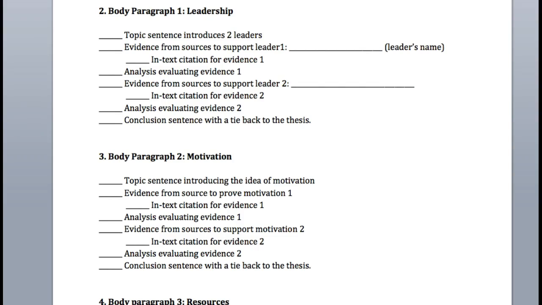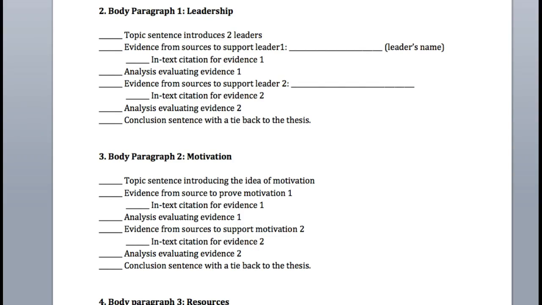Then you want to analyze your evidence. Give the so what. Why is it important? How does it tie back to our essential question? You should use a transition and then move on to evidence from sources to support your second leader, again with an in-text citation for that piece of evidence, and also analysis or so what, tying it back to our essential question.